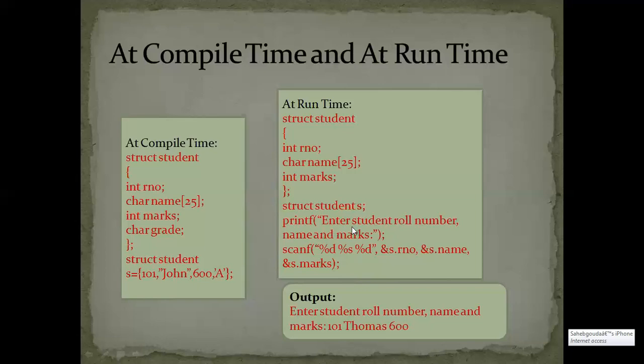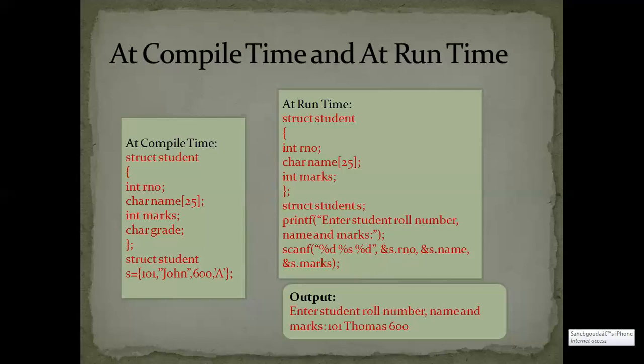This is for entering the student roll number, name and marks. I am going to read the roll number, so s dot roll number. Dot is an operator, the dot operator. In the next slide we'll see how it works. Okay, s dot roll number, s dot name. So s is nothing but a student.